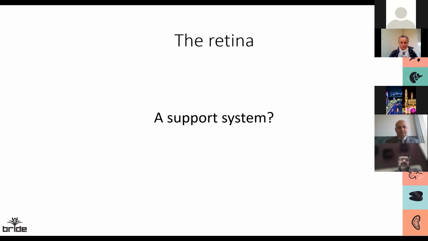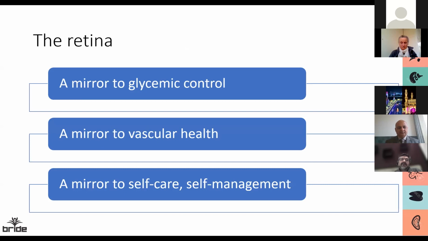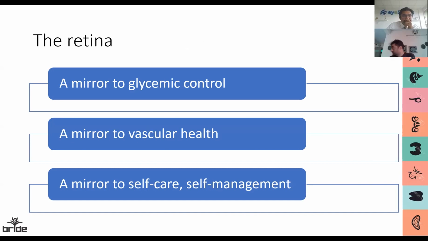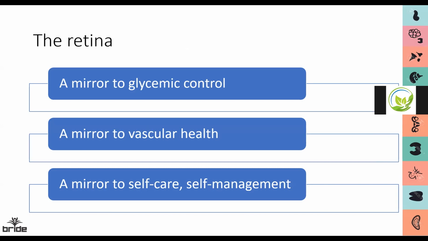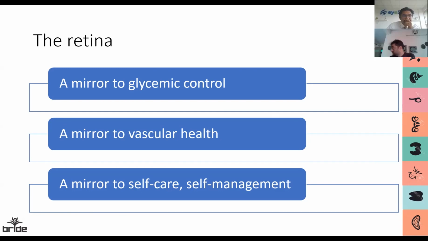But this is something I've learned from Dr. Raja and his colleagues. You can actually view the retina as a support system. Now, how is this possible? The retina, the retinal surgeon, can they support us? Yes, they can. As a metabolic physician, as an endocrinologist, I sometimes struggle just to assess the glycemic control and the metabolic status of my patient. I have so many metrics, so many different numbers, so many ways of assessing metabolic control. No single one of them is complete.